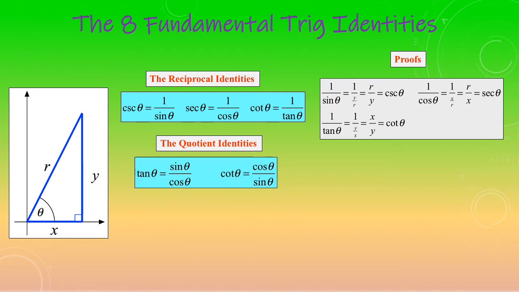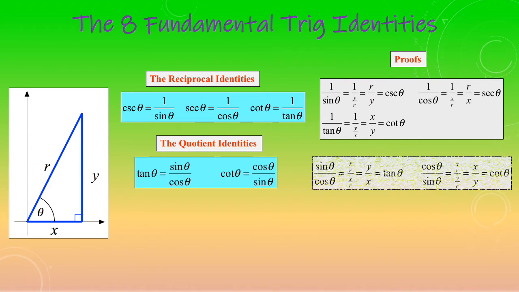The next two you have not seen before, or at least formally. They are called the quotient identities. Tangent theta is equal to sine theta over cosine theta, and cotangent theta is equal to cosine theta over sine theta. We again prove this using our picture. Sine theta over cosine theta is y over r over x over r, and multiplying both numerator and denominator by r, we get y over x, and that by definition is tangent theta.